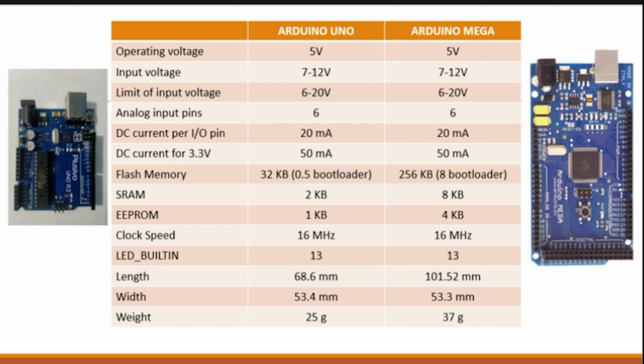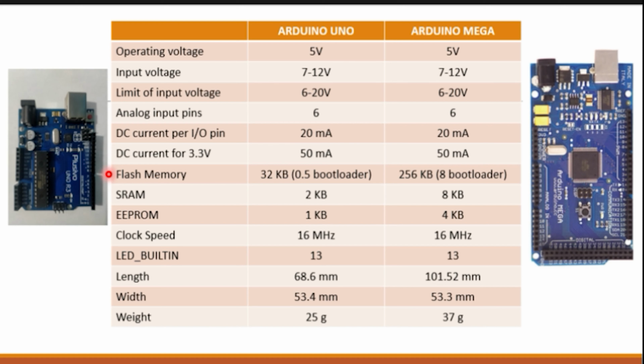And there are 6 analog input pins between the Uno and the Mega. The DC current per input and output pin will be 20 milliamperes in the Uno and also in the Mega. The DC current for 3.3 volts will be 50 milliamperes in both Uno and Mega.